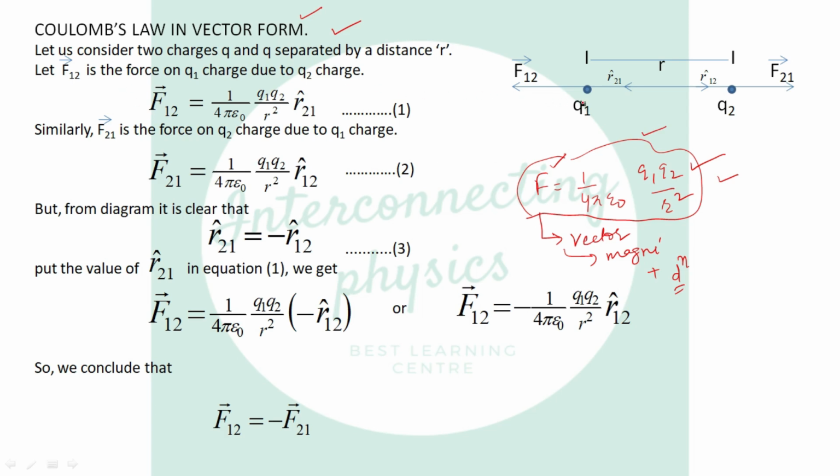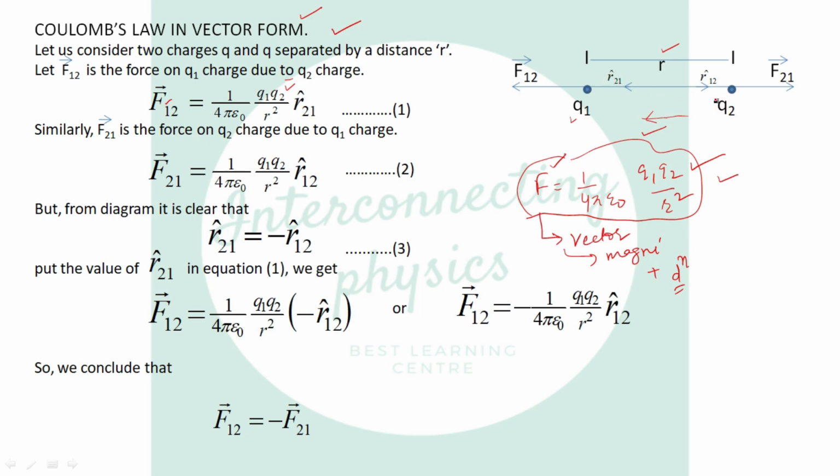So let us consider we have two charges Q1 and Q2. The distance between the two charges is small r. Let us say F12 vector is the force on Q1 due to Q2. So F12 is the force on Q1 due to Q2, which is equal to 1 over 4 pi epsilon naught Q1 Q2 over R square, and the direction. Now see the direction carefully: since it is the force on Q1 due to Q2, Q2 is exerting force on Q1. So the direction will be from Q2 to Q1, which is given by the R21 unit vector.